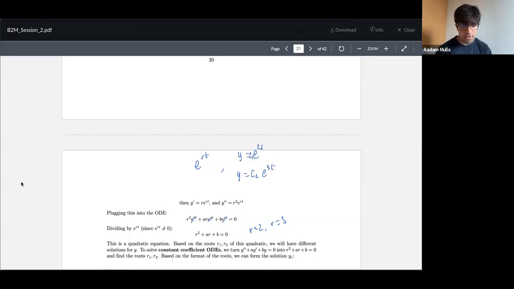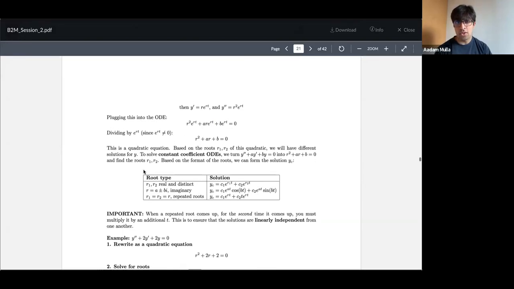Okay, there's a nice chart that summarizes this, and that's right here. So this chart is exactly what should go on your cheat sheet because you are given a cheat sheet for this exam, so I would take advantage of that and put all of these differential equation charts on your cheat sheet.